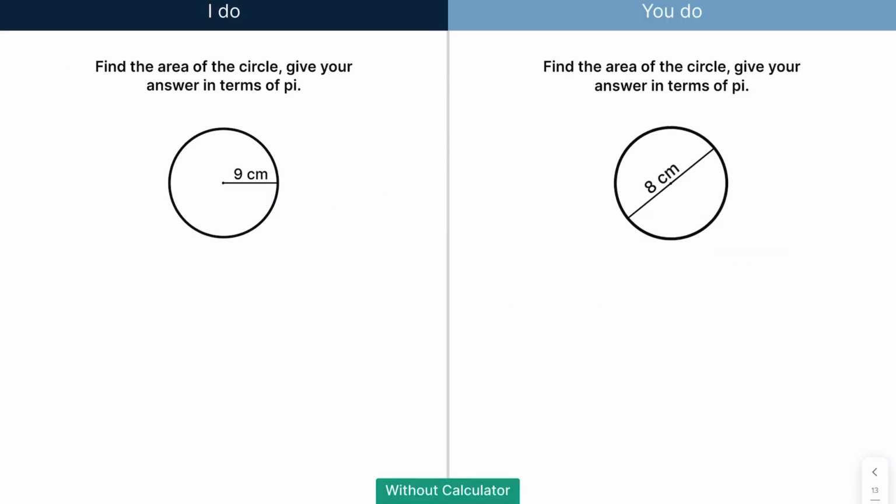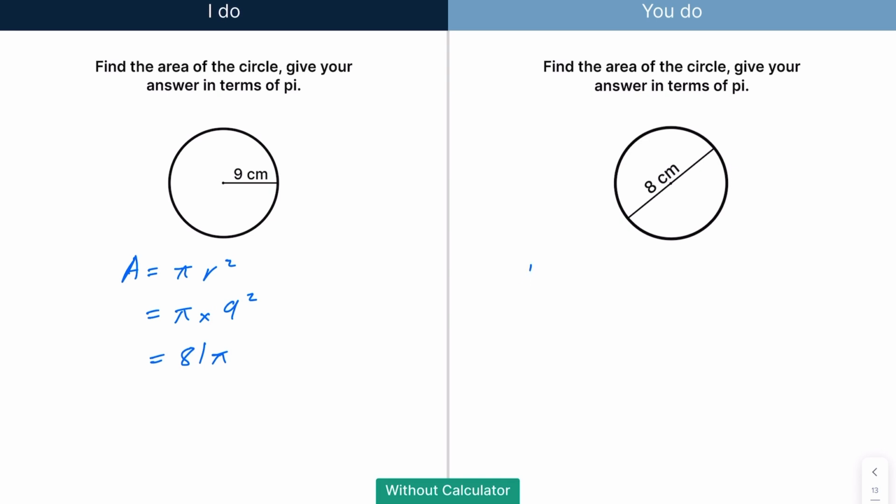Now, we're not using a calculator anymore. So notice it says, find the area of a circle, give your answer in terms of pi. So these are questions that we do without a calculator. So to find the area of a circle, we know the formula is pi r squared. Now, we can just do pi times 9 squared, which means our final answer is just going to be 81 pi. That's how we leave that.